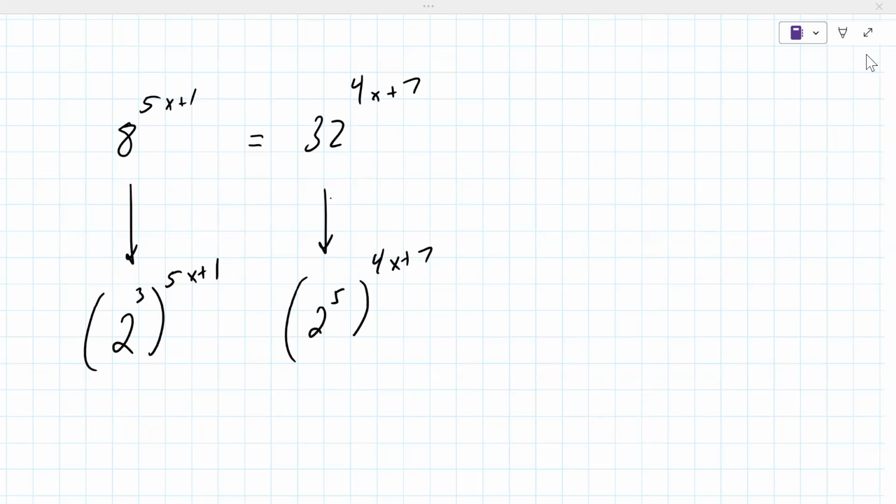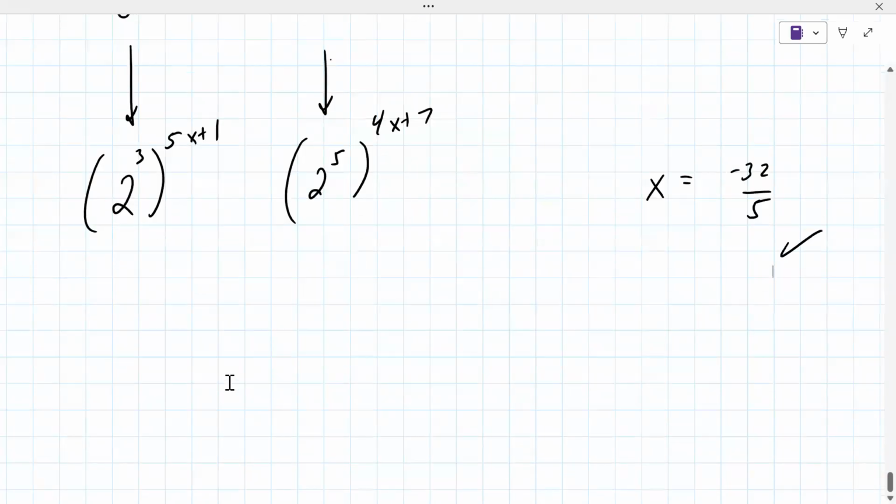Okay, I got negative 32 over 5. 5 is right. Yeah, that's correct. Good. Okay, so here's another problem like that.